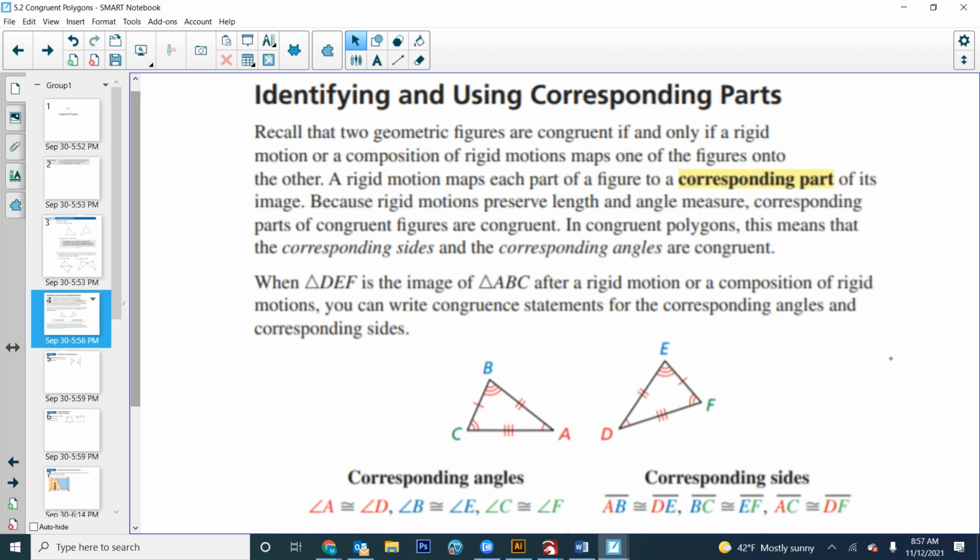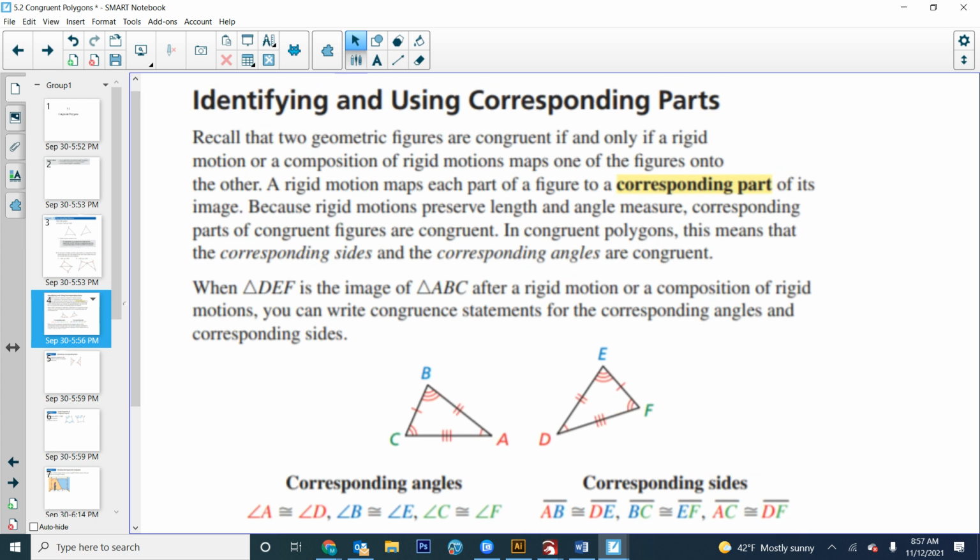This word corresponding was used for the location on parallel lines and a transversal. They were corresponding angles. They also go together. I agree they go together, but it was a different context. It wasn't talking about triangle congruence or polygon congruence. Even if the lines weren't parallel, they were still called corresponding, weren't they? Different context.